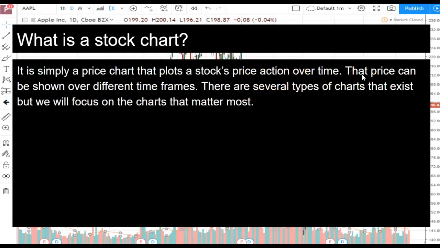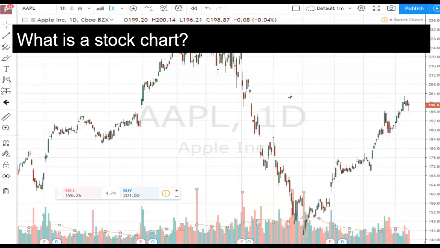The price can be shown over different time frames. There are several types of charts that exist. So these plots that they're talking about, each one of these, what is this? This is a daily chart. And we know that it's a daily chart because it tells us right here, up at the top left-hand corner, you have 1 hour, you have day, and then you have month. This is a daily chart.